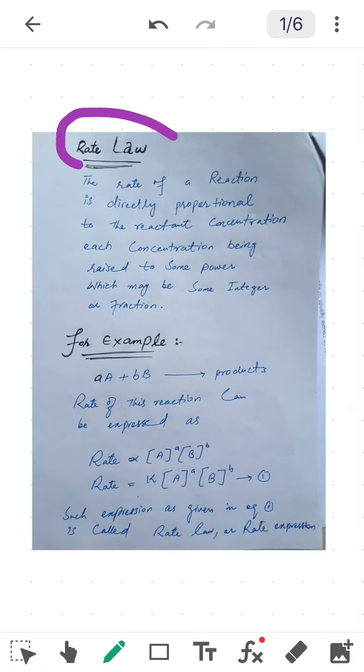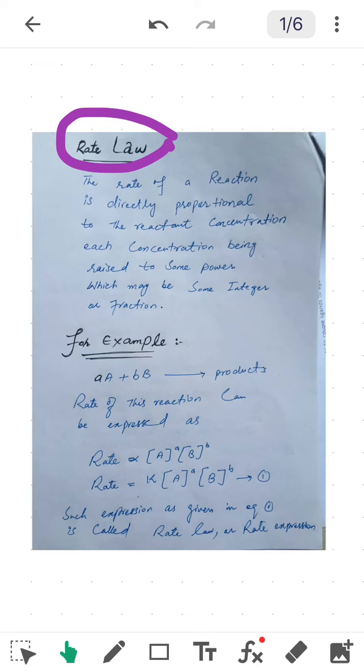So what is rate law? The rate of a reaction is directly proportional to the concentration of reactants. Rate law shows how the rate of a chemical reaction depends on the concentration of reactants. It means that the rate of a chemical reaction is directly proportional to the concentration of reactants, and each concentration is raised to some power, which may be either an integer or a fraction.